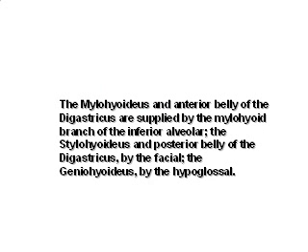The mylohyoids and anterior belly of digastricus are supplied by the mylohyoid branch of the inferior alveolar nerve, the stylohyoides and the posterior belly of digastricus by the facial nerve, and the geniohyoides by the hypoglossal nerve.